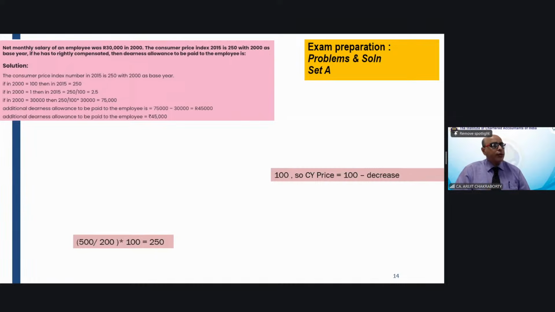Now we can see the additional. So his salary today, in 2015, should be 75,000. That means the dearness allowance he needs, this should be 75,000, that is the new salary minus the original salary of 30,000. That is, 45,000 should be paid to the employee in the form of dearness allowance. So I hope, dear students, you are clear about this.